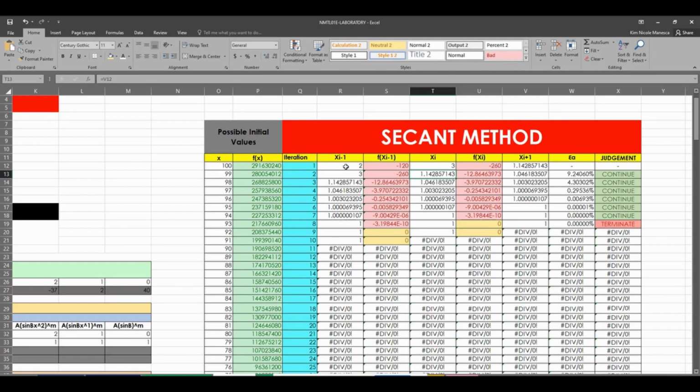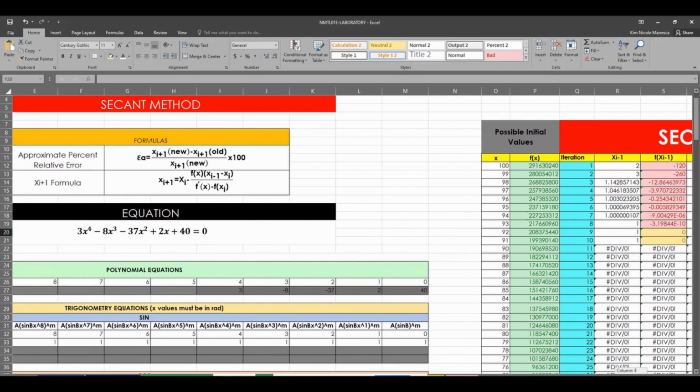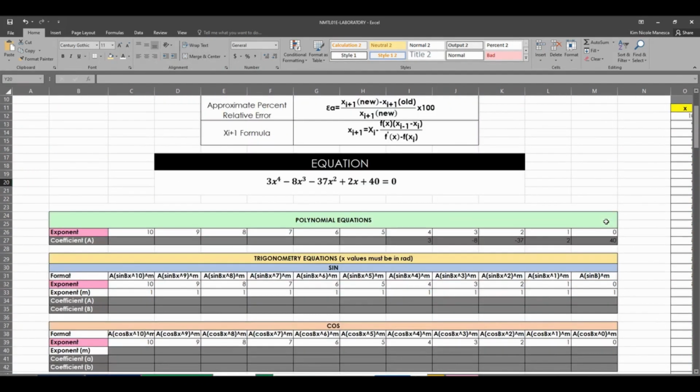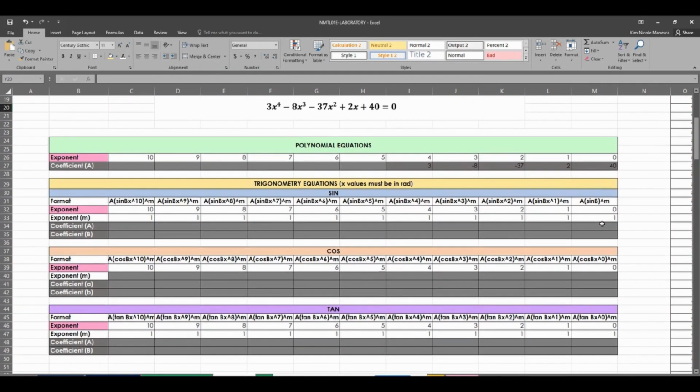The table will compute for the function of each column, as well as the x sub i plus 1, and as well as the approximate true error is computed. And the last part is the judgment, which tells us whether to continue or to terminate the solving process. Usually, when the values are constant, this is where the root of the equation lies. In the example, it was in the fifth iteration where the root of the equation lies. This template caters polynomial equations up to 10 degree and trigonometric functions which should be set first into rad.